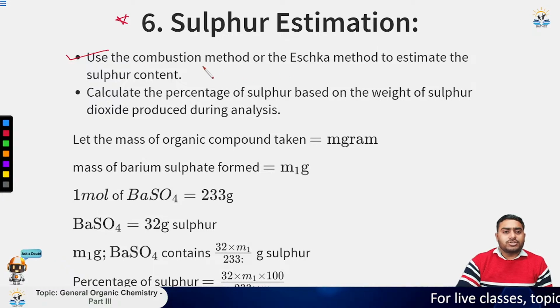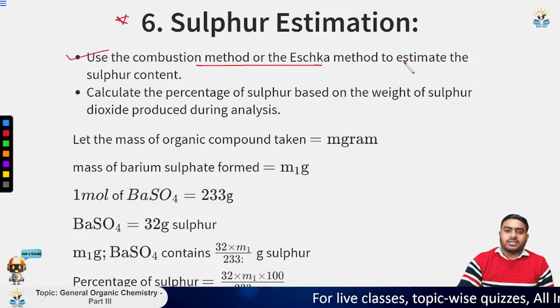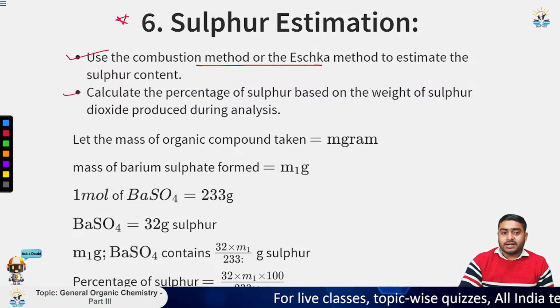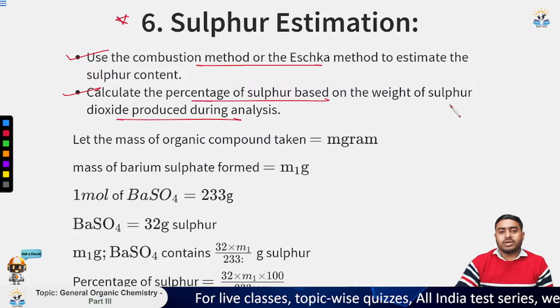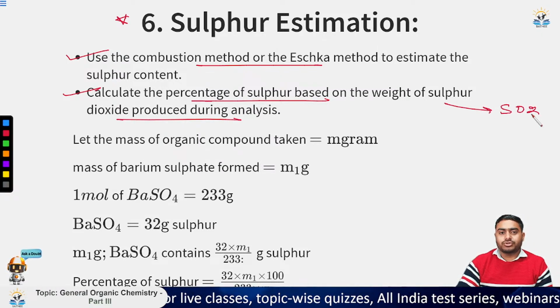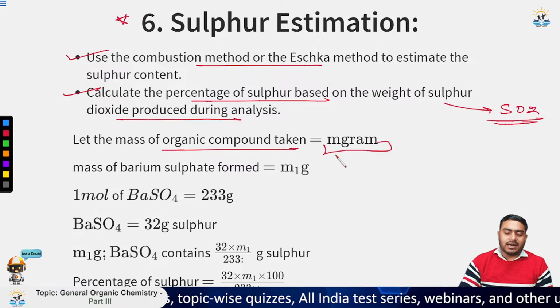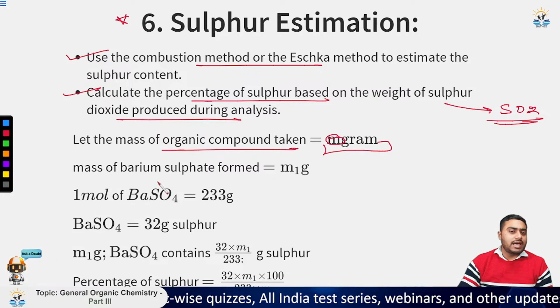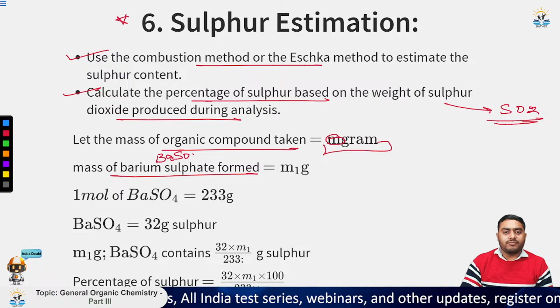It uses the combustion method, or the Eschka method, to estimate the sulfur content. Calculate the percentage of sulfur based on the weight of sulfur dioxide produced during analysis. Suppose the mass of compound taken is m gram. Mass of barium sulfate formed, BaSO4, is m1 gram.